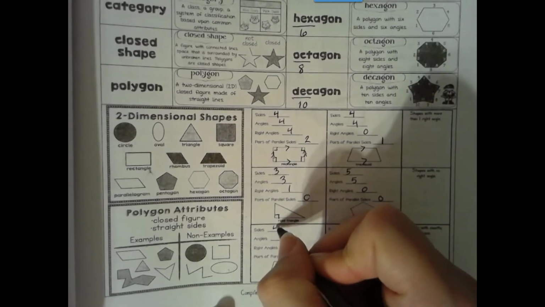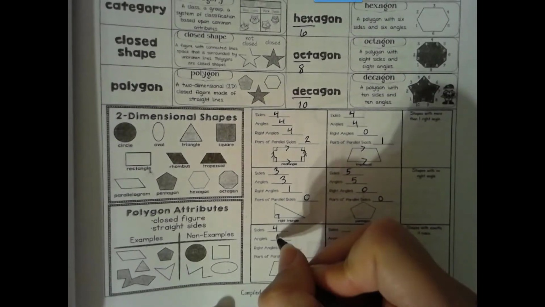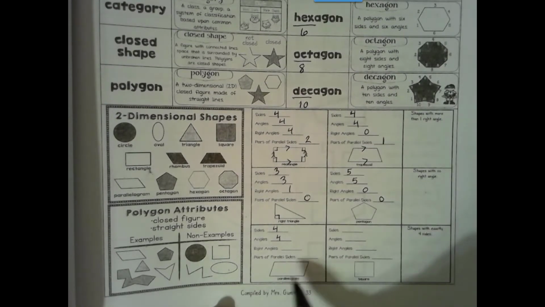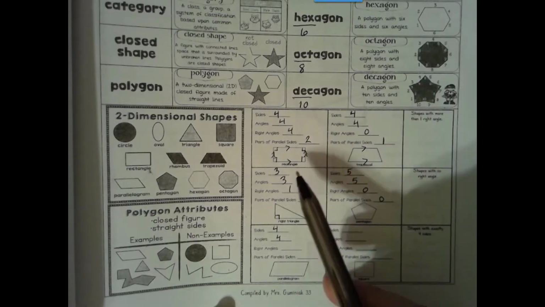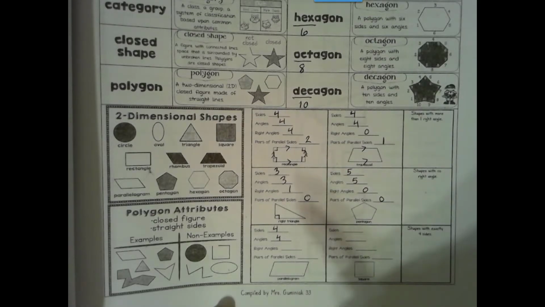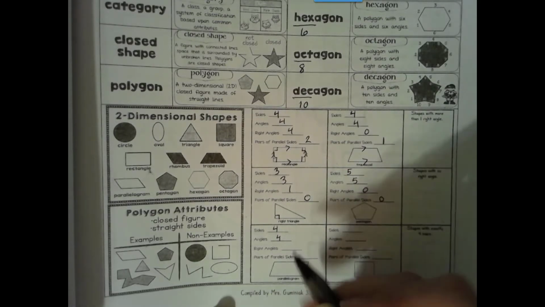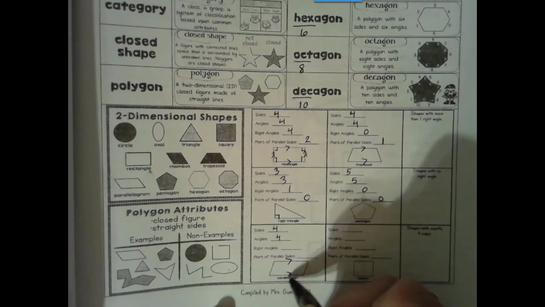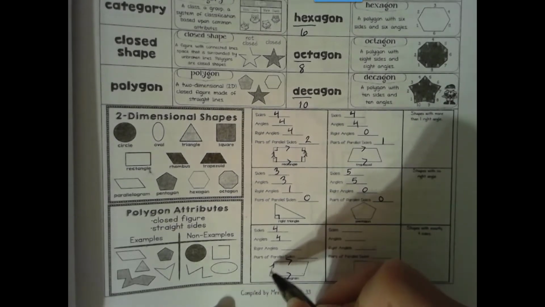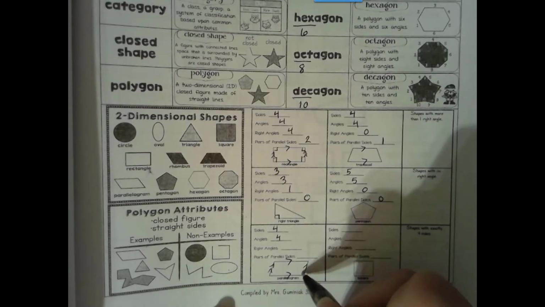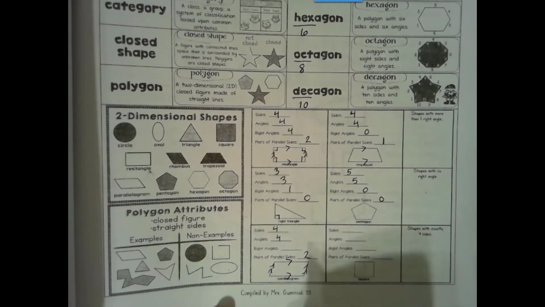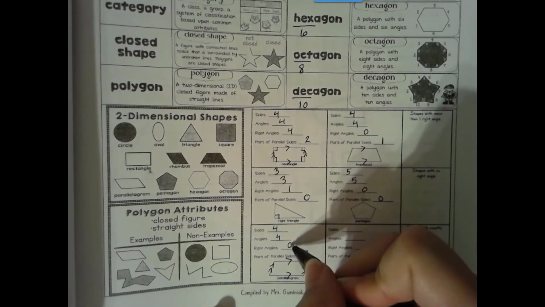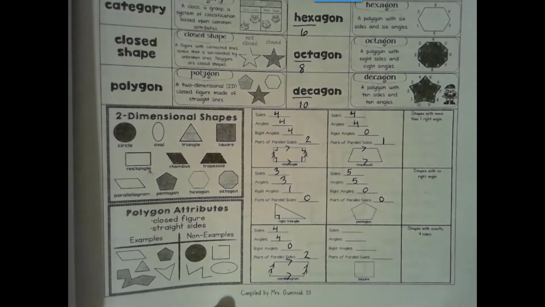Parallelogram, we have 4 sides. We have 4 angles. This one has no right angles. We have 2 obtuse, 2 acute. If we had right angles, then it would be a rectangle or a square. We do have a pair of parallel sides here, and we do have a pair of parallel sides here. So we have 2 pairs of parallel sides. Sorry, I forgot to put the 0 for right angles.